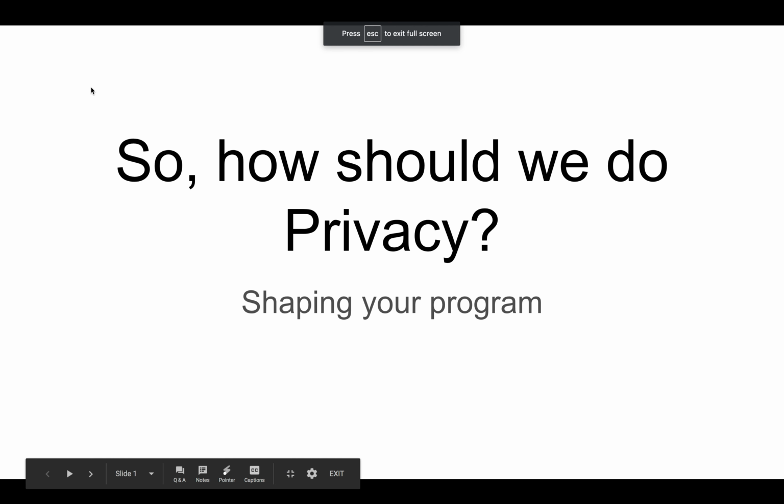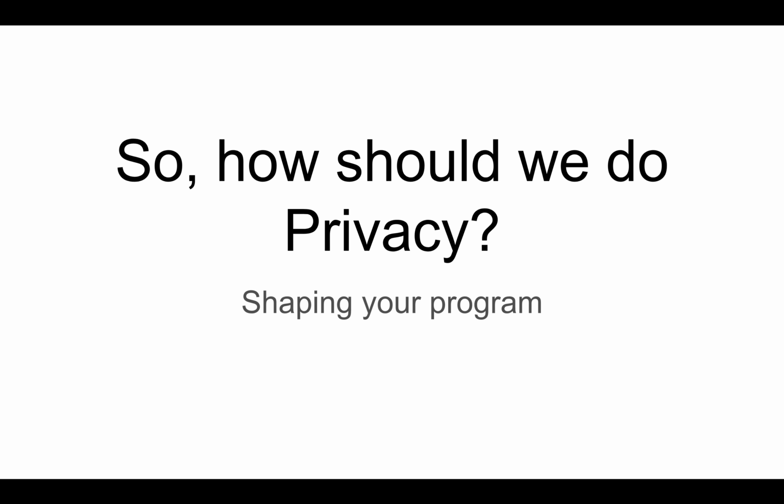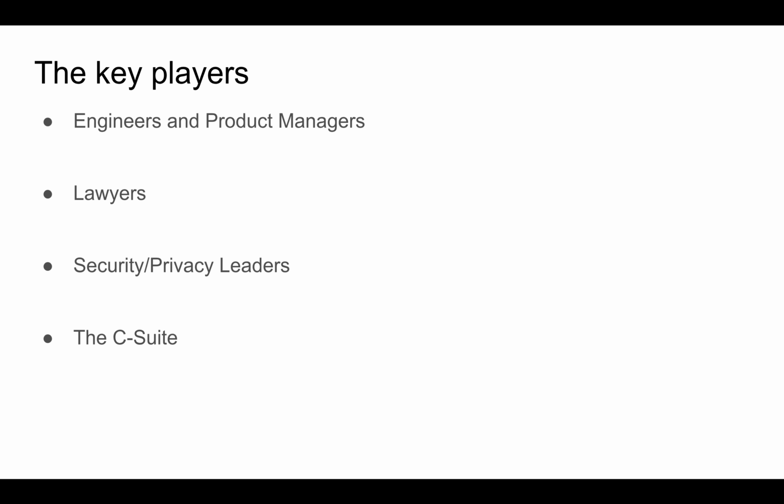So, this part of the lesson talks about who the key players are for your privacy program, who within the company needs to be at the table and provide guidance. The four key players, based on my experience across multiple companies, are of course the engineers and the product managers, the attorneys, the security and privacy leaders within the company, and then of course the C suite leadership. So, let's go through these one by one.